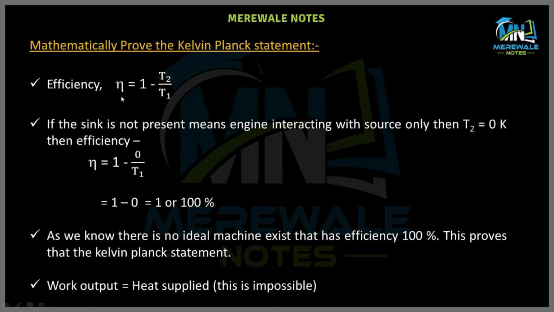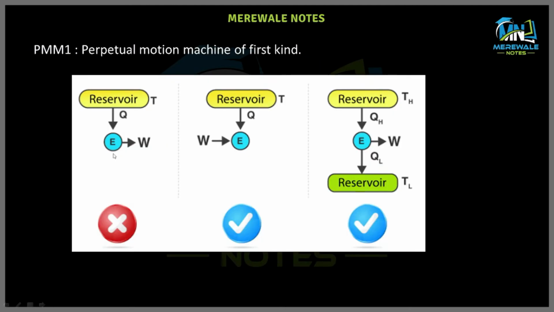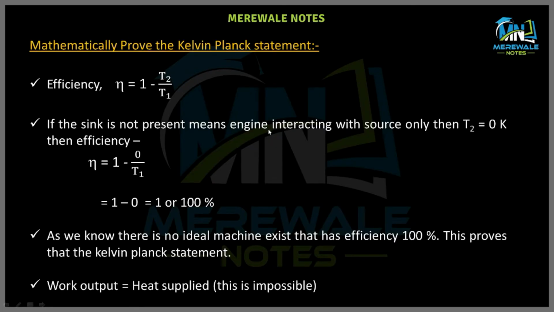Another formula of the efficiency is the ratio of work output to the heat supplied. So how will you explain it? In PMM2, the engine is going to produce work by interacting only with a single reservoir. So we can see that there is no sink, so the temperature T2 is equal to 0. If the sink is not present, meaning the engine interacts with the source only, then T2 equals 0 Kelvin. We put T2 equal to 0 Kelvin in our formula of efficiency, so efficiency becomes 1 minus 0 by T1. So 1 minus 0 is equal to 1, or 100%.